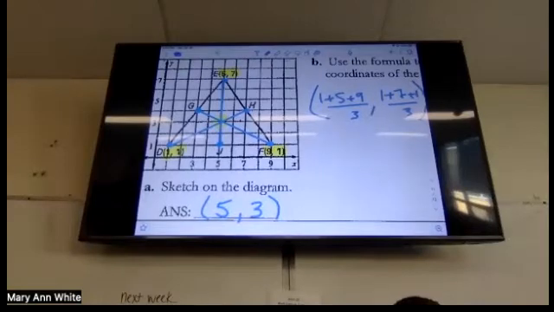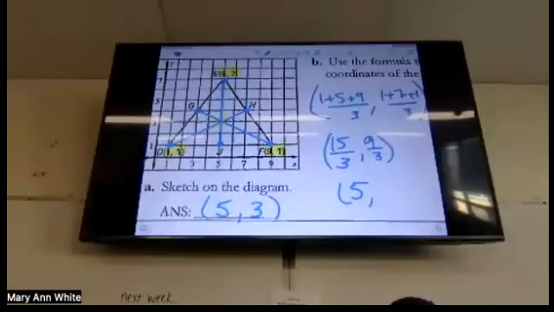One plus 5 plus 9 is 15. And 15 divided by 3 is 5. Okay. 1 plus 7 plus 1 is 9. And 9 divided by 3, oh, shoot, that's also 3. Awesome.